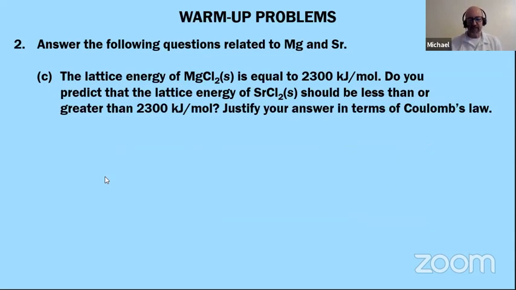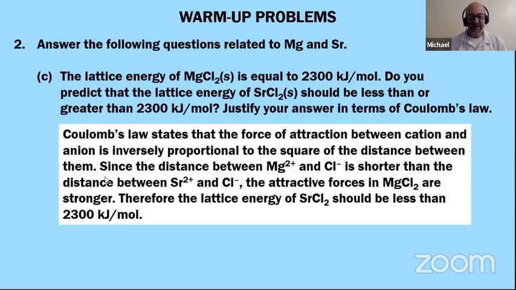So here's what I said. Coulomb's law states that the force of attraction between cation and anion is inversely proportional to the square of the distance between them. I'm just kind of stating Coulomb's law in words. Now, since the distance between magnesium and chlorine, because magnesium is a smaller ion, you've already addressed that in part B, is a shorter distance between the ions, the attractive forces in magnesium chloride should be stronger.